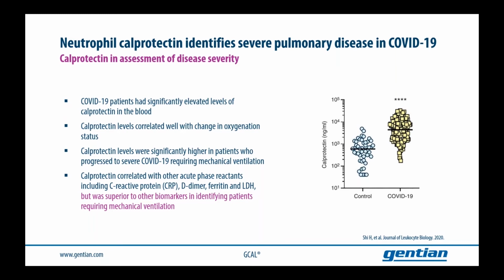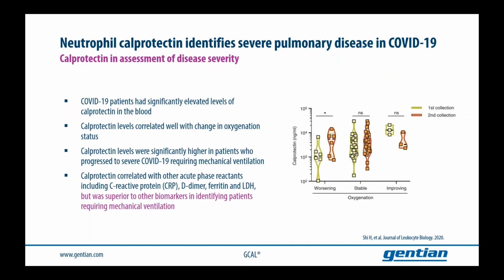Calprotectin was measured in 172 hospitalized patients and 47 healthy controls. COVID-19 patients had significantly elevated levels of calprotectin in the blood compared to healthy controls. Calprotectin levels correlated well with change in oxygenation status. In patients who improved, levels of calprotectin were decreased during hospital stay. Calprotectin levels were stable in patients with stable oxygenation status, and calprotectin levels increased in patients who became worse.